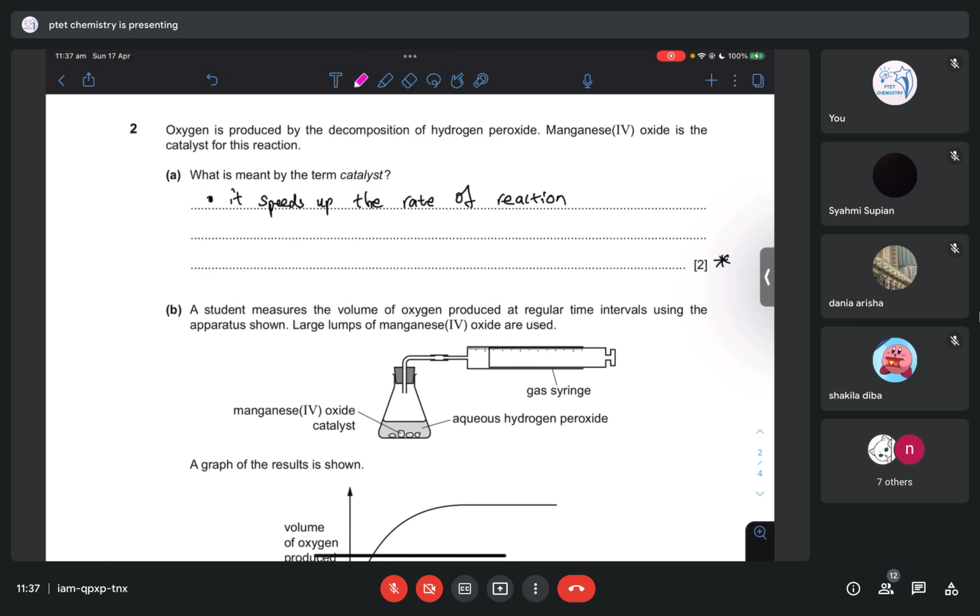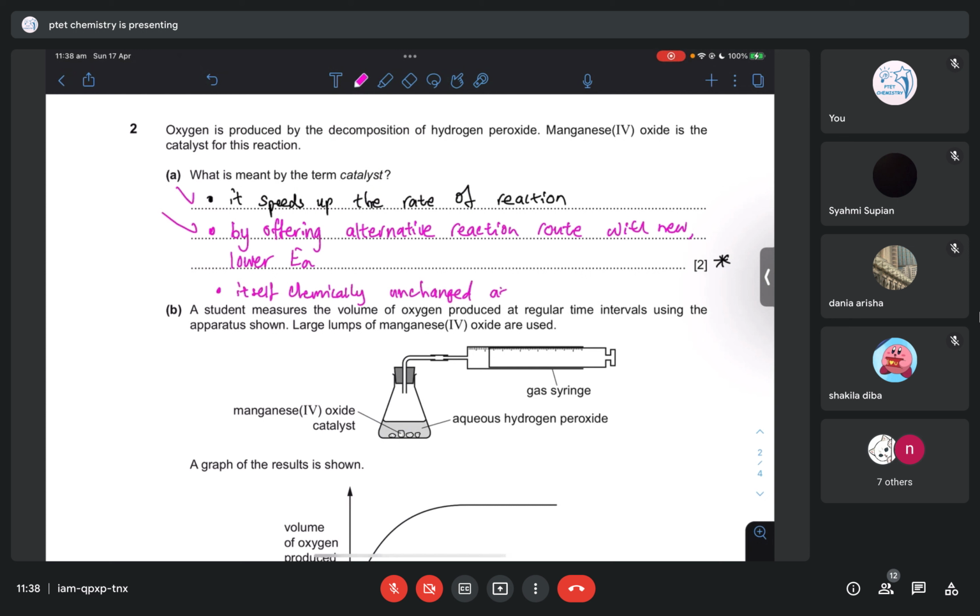This is called exam skills, yeah? So we need to add in a couple of things. We know that it offers an alternative, or you say a different reaction pathway, a different reaction route, and this reaction route has a new lower activation energy. Overall the activation energy is becoming lower and therefore the rate of reaction will be faster. You can probably add in that it is itself chemically unchanged at the end of the reaction. These are just different points of interest, but I would definitely give marks for the first two. This last one is more like a property kind of thing. You might get away with it. Chemically unchanged at the end of the reaction.